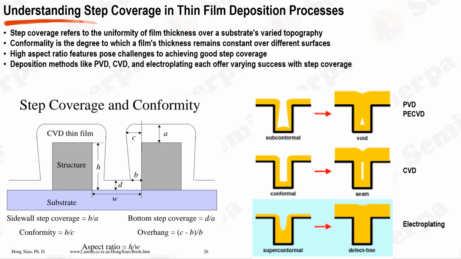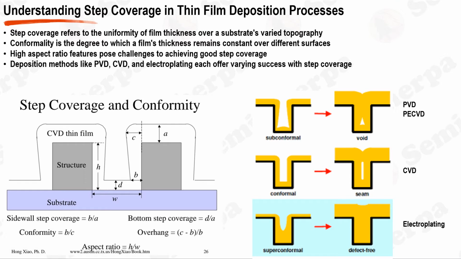An aspect ratio is another significant factor that impacts step coverage. It is the ratio of the depth to the width of a feature, such as a trench or hole. High aspect ratio features are particularly challenging for achieving good step coverage because the reactant gases need to penetrate deep into the features to ensure uniform film deposition.